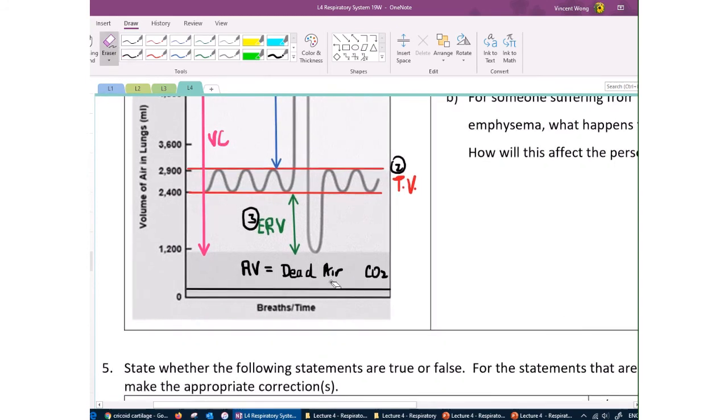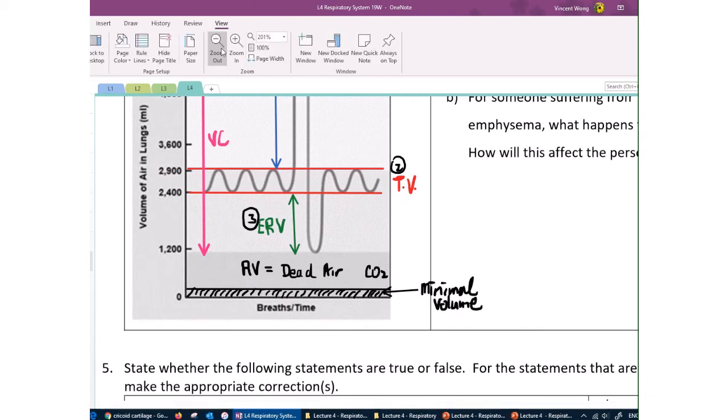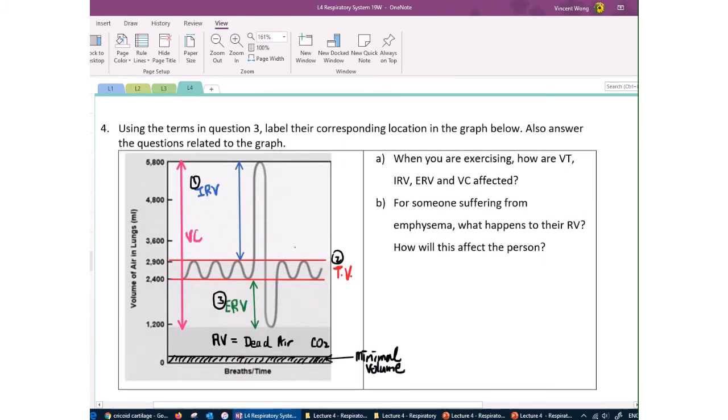So the only time the dead air comes out is if you pop your lungs, right? So if there is an accident that caused your lungs to rupture, if there is a puncture wound that caused your lungs to rupture, then the dead air comes out. And even then, even after the residual volume comes out, there will still be some volume left in the lung, right? It's like having a paper bag, right? If you just leave the paper bag on the floor, there is still going to be some volume inside, right? Unless you deliberately squeeze them out. So this volume is called the minimal volume. Minimal volume. Okay, so these are all the lung volumes associated with the different breathing patterns.